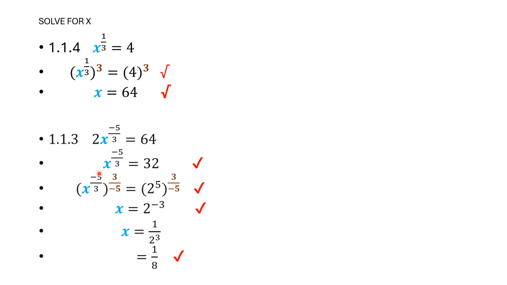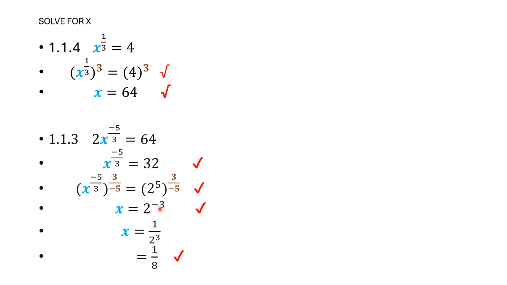To make that 1, remember as I said, we're going to multiply by the reciprocal, which means if that's negative 5 over 3, I have to multiply by 3 over negative 5 to make it 1. So what I do on one side, I must do the other side. 32 can be expressed as 2 to the power 5, meaning 2 times 2 times 2 times 2 times 2 would give me 32. And I'm raising it to the same, 3 over negative 5. So there 3 and 3 cancels, negative 5 and negative 5 cancels, and I'm left with x to the power 1. 5 and 5 cancels. So I still have a negative, so that becomes negative 3.